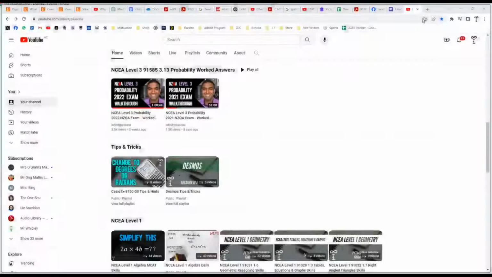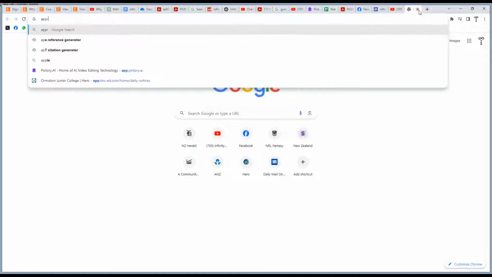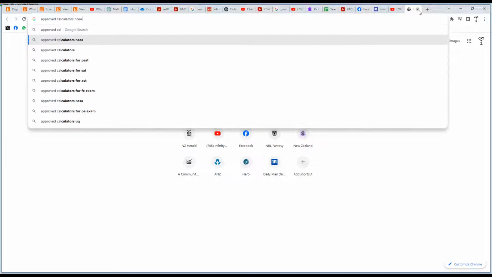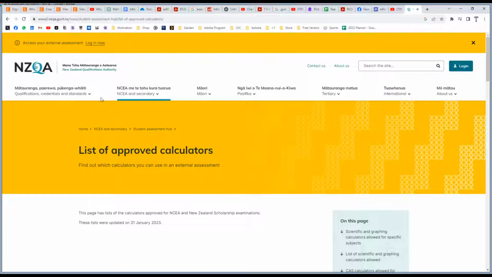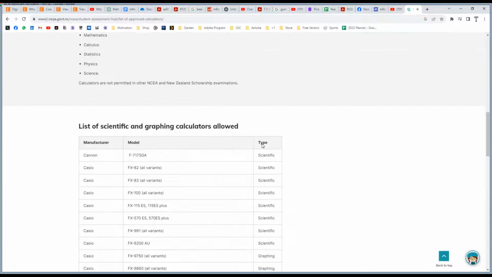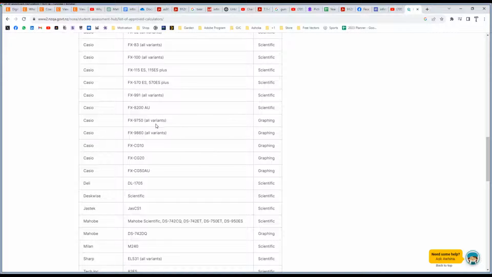No, right, cool. I think everyone should have the same rules. Like in terms of if you look at approved calculators for NCEA exams, you pretty much have your graphics calculator 9750. That's the graphing one. You're pretty much allowed any kind of graphics calculator there.